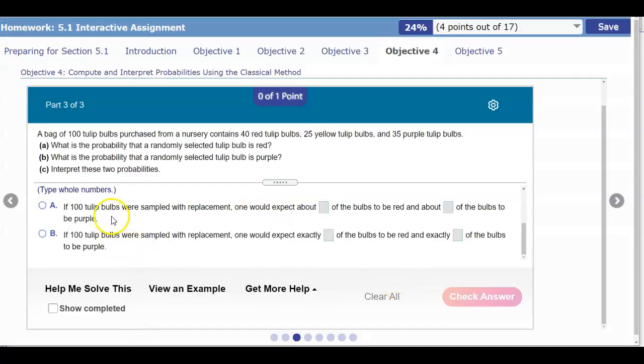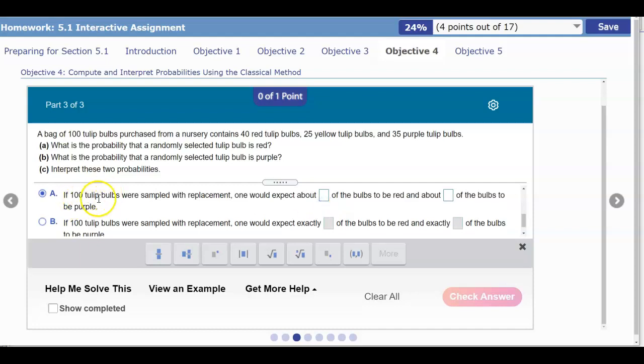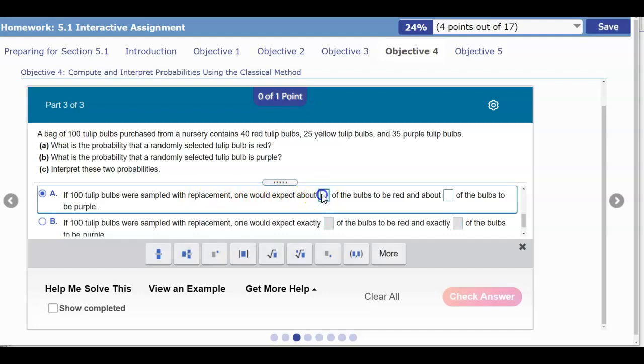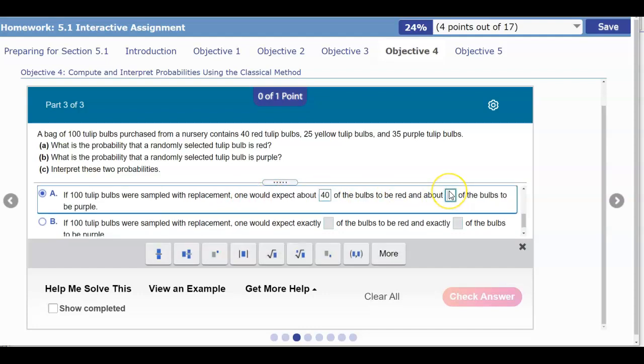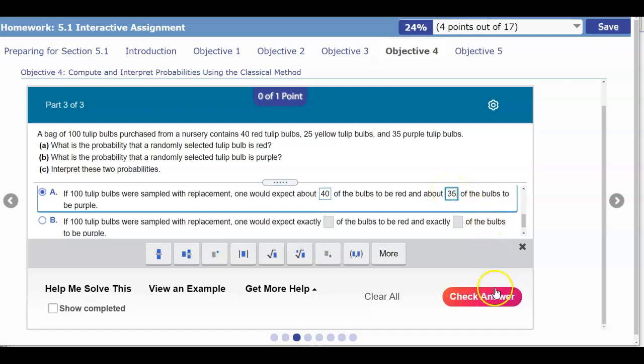Now the only thing we need to be concerned about is what words do we use. We cannot say that it is exactly. We have to say about, because it's an approximation. So we know that if 100 tulip bulbs were sampled with replacement, one would expect about 40 of the bulbs to be red and 35 of the bulbs to be purple.